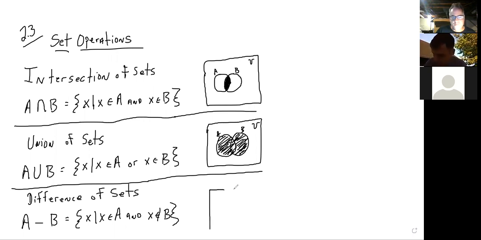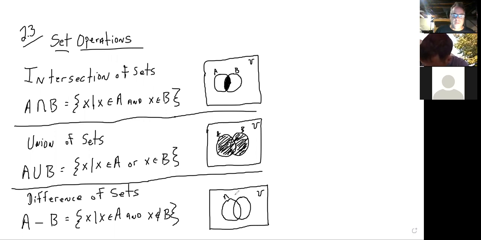Draw a Venn diagram of this set. So if this were A and this were B, I would shade just the portion of A that's outside of B. So I won't shade anything that includes B. So that portion. Questions on that one? All right.